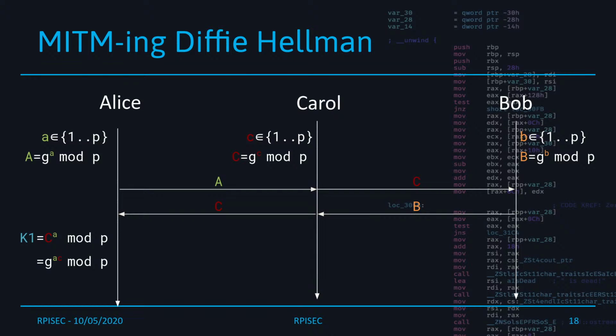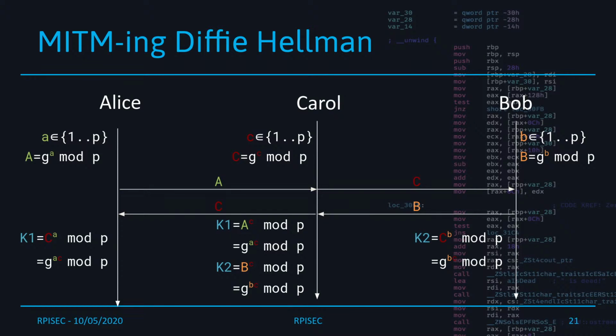So then Alice will go through calculating the shared secret, which she thinks is being shared with Bob, but in reality is being shared with Carol, because Carol can then take the A value that she received, take it to the power of her private exponent, and she'll get to the same value that Alice did by taking the value she received from Carol and raising it to her private exponent. And then the same thing will happen with Bob. So Carol and Bob will both arrive at the same result.